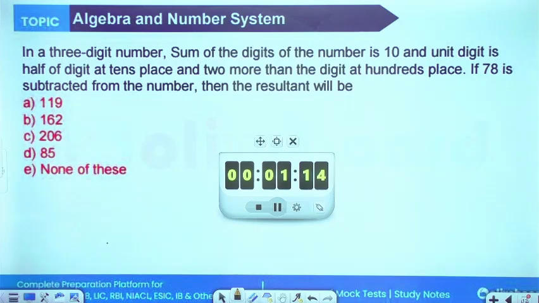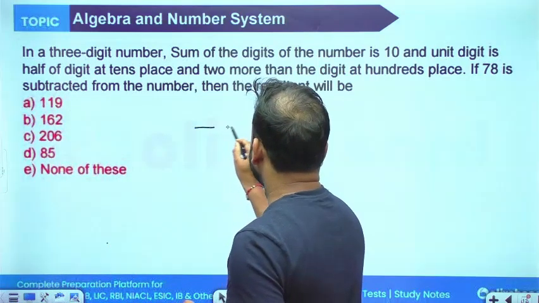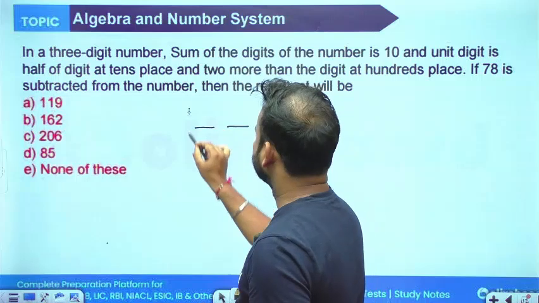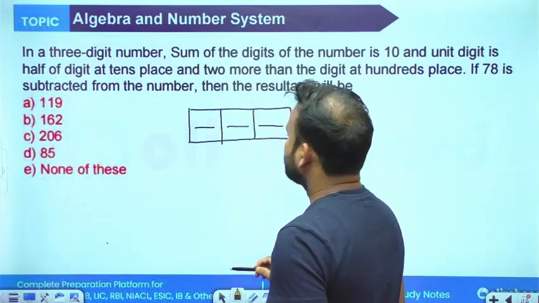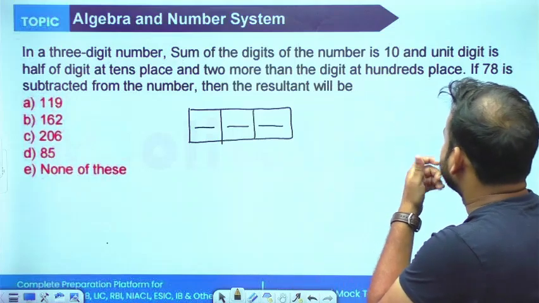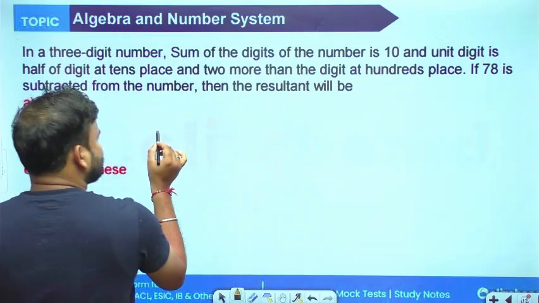Okay. In a 3-digit number, the sum of the digits of the number is 10. So there is a 3-digit number, 1, 2, 3. You can make the blocks also if you want to. So this is a 3-digit number. The sum of the digits of the 3-digit number is 10 and the unit digit is half of the tens digit. Okay, so let's make 1, 2, 3.